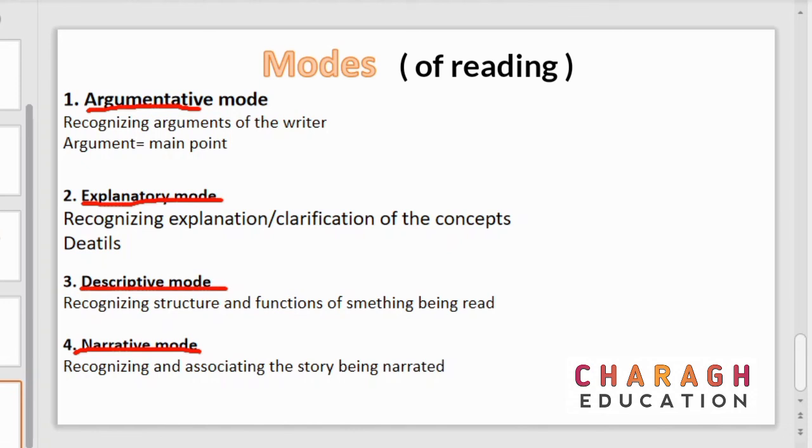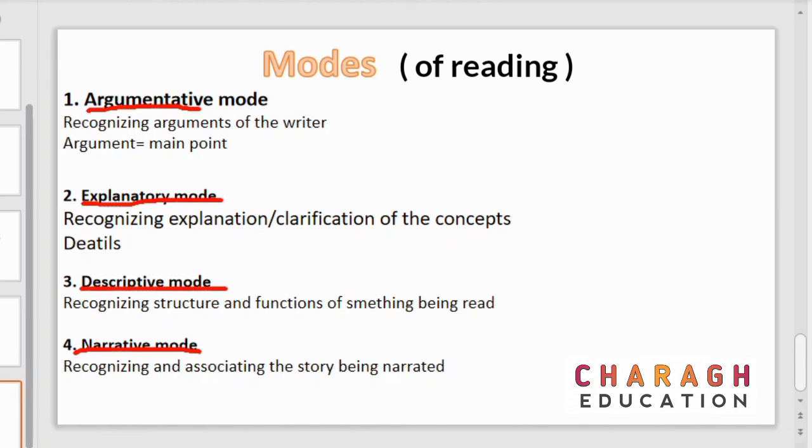Suppose you want to read English literature, so you would read a story of Charles Dickens, or Wuthering Heights, etc. These are different writers, so they have created stories in the form of novels and dramas. So you would not be bothered about the structure and function, rather you would pay attention to the story, what is happening or what happened or what will happen. So these things would be given attention in the narrative mode.